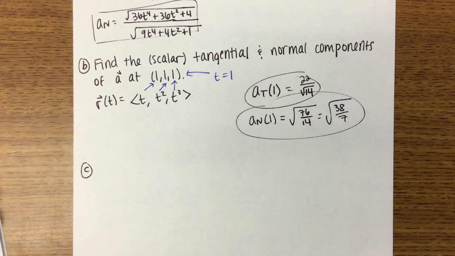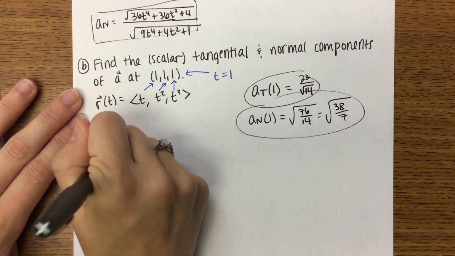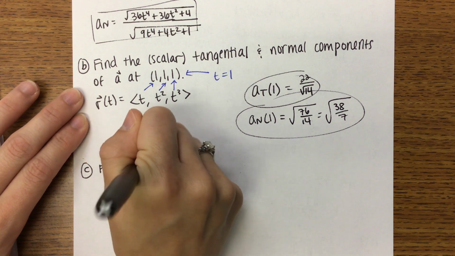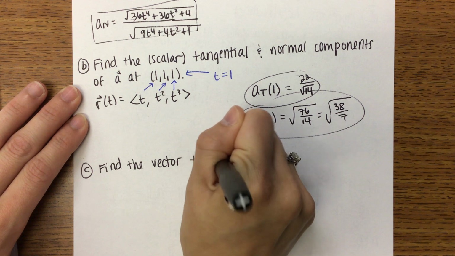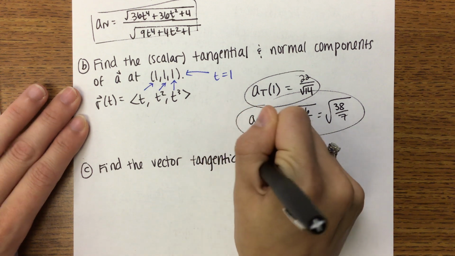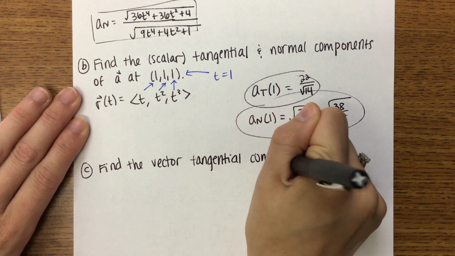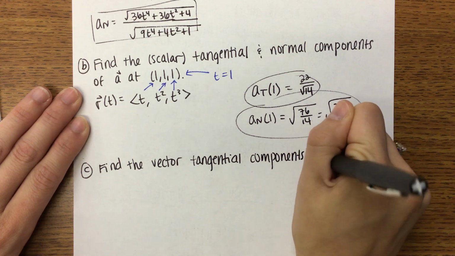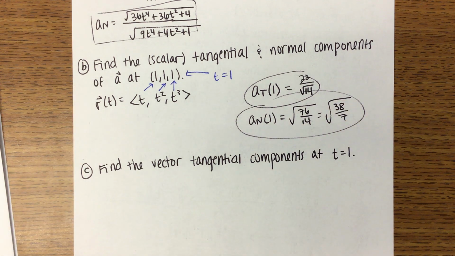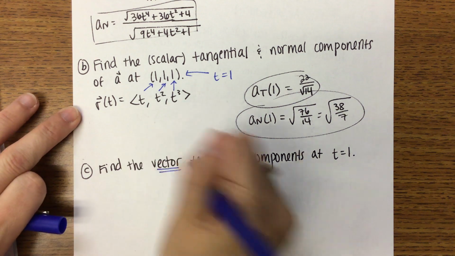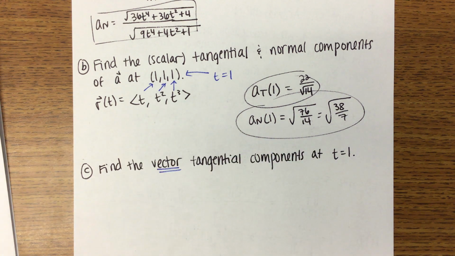Okay, last question I could ask you of this type is I could tell you to find the vector tangential and normal components of acceleration at t equals 1. So the first thing we need to talk about is what do I mean by the vector components as compared to the scalar components.